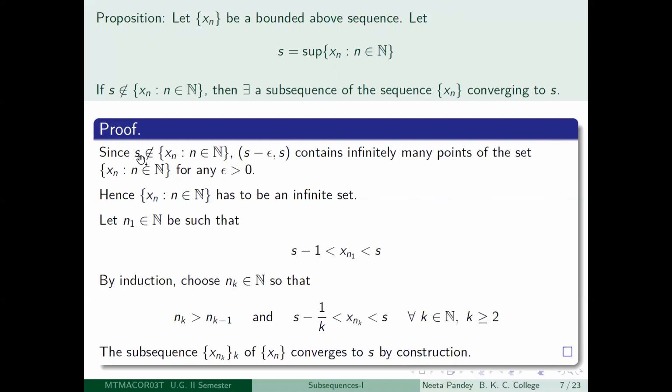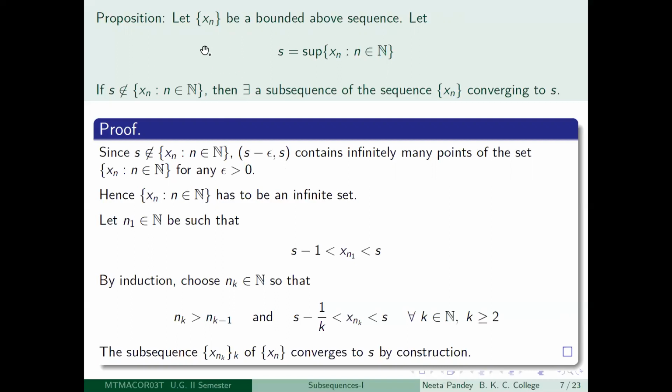Okay, so s is the supremum of x_n, and it does not belong to the underlying set of the given sequence. So it is not a term of the sequence. Now look at the open interval s minus epsilon to s. It contains infinitely many points of the set because little s is the supremum of x_n. We have seen this. This is true for any epsilon greater than 0. So at least this set has to be an infinite set. That is the first observation.